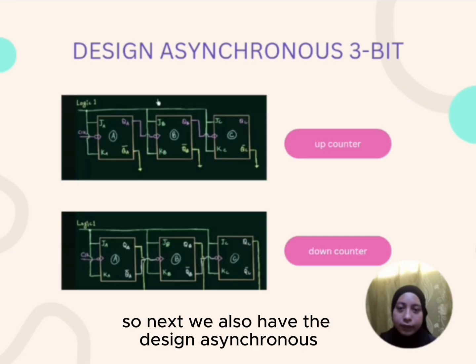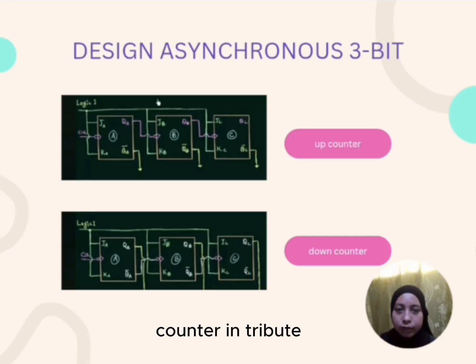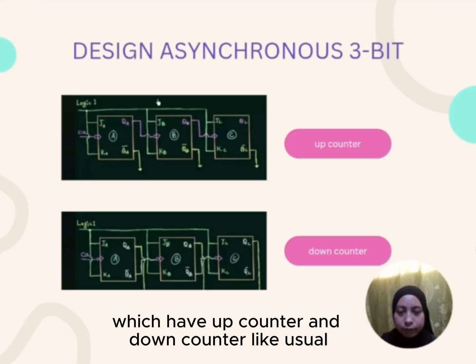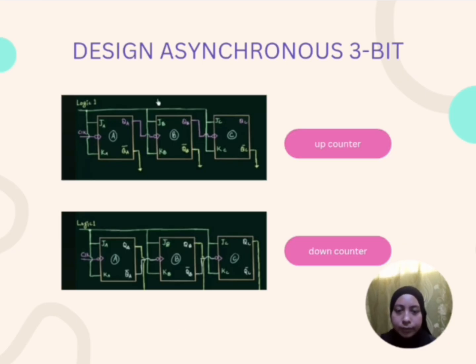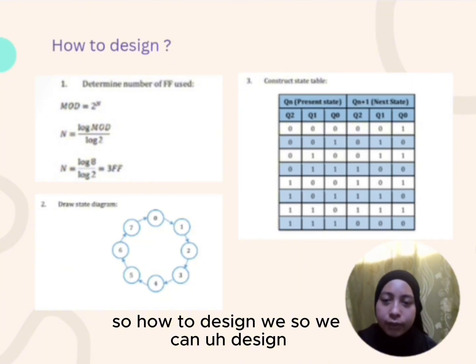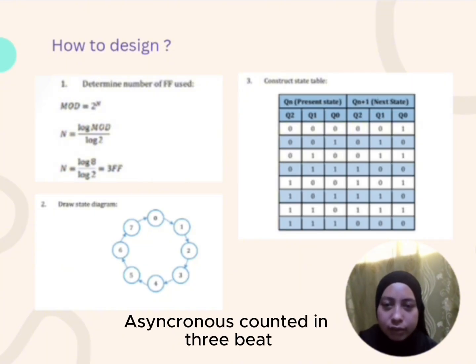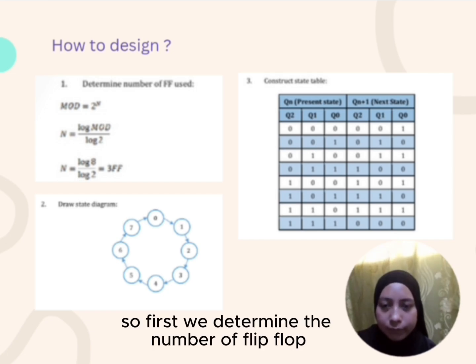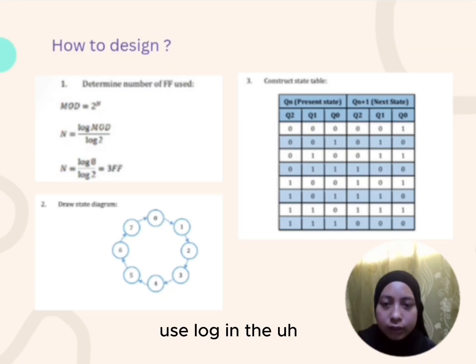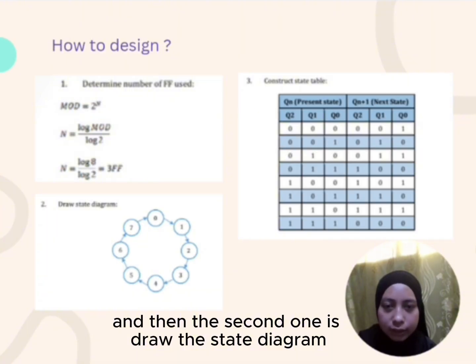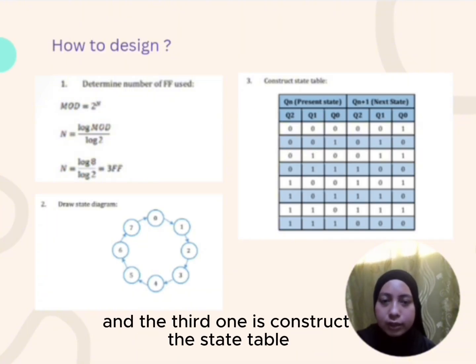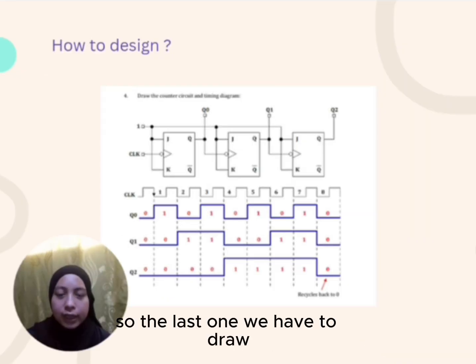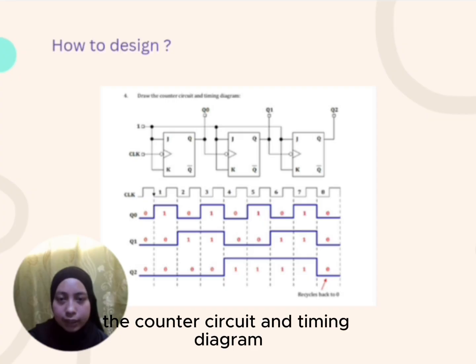Next, we also have the design of asynchronous counter in 3-bit, which has up counter and down counter like usual. We can design asynchronous counter in 3-bit the same as 2-bit. First we determine the number of flip-flops, use log in the equation, and then the second one is draw the state diagram, and the third one is construct the state table. The last one, we have to draw the counter circuit and timing diagram.